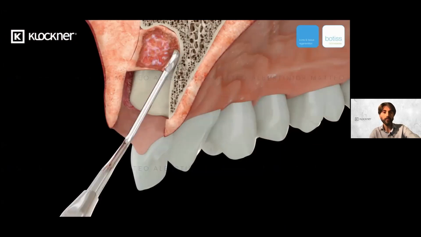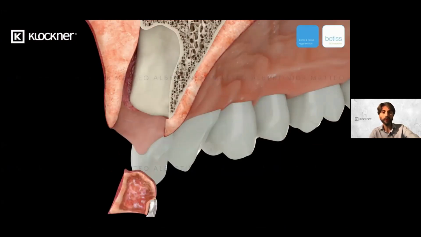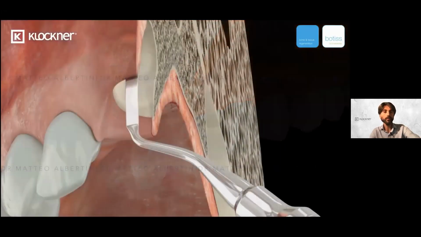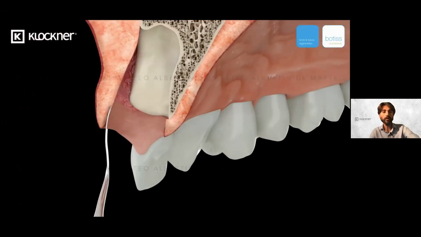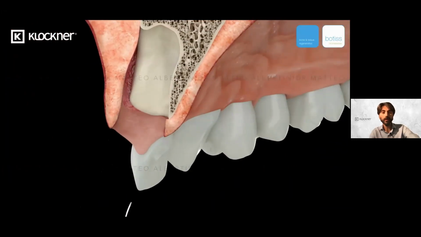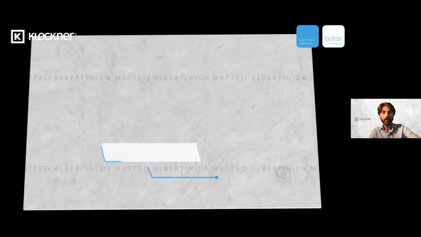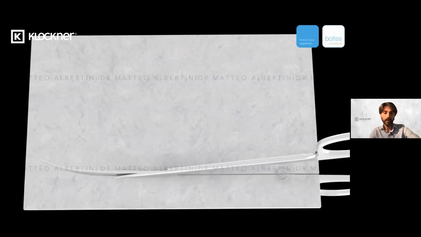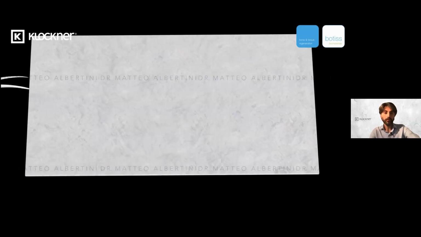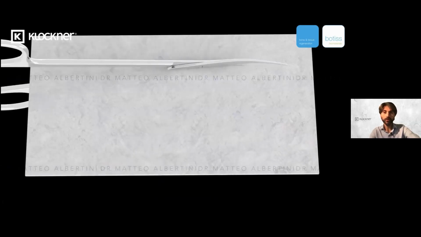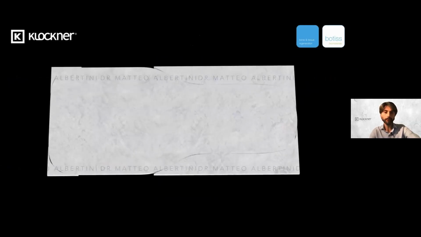We have to remove the granulation tissues inside the bone defect, so we enlarge the tunnel a little bit. And then we insert a resorbable membrane. This is a pericardium resorbable membrane, and we have to reshape the membrane according to the bone defect.